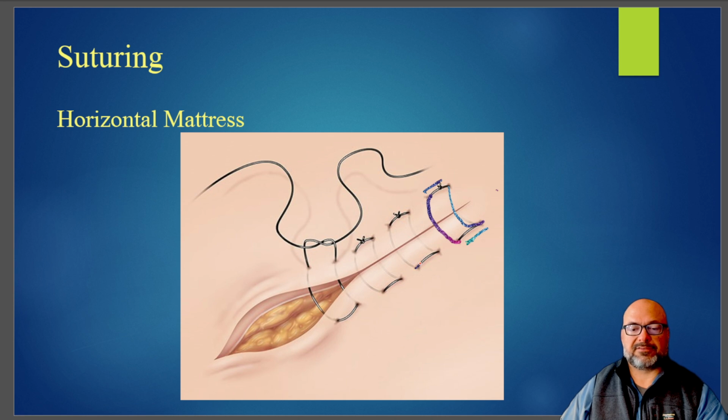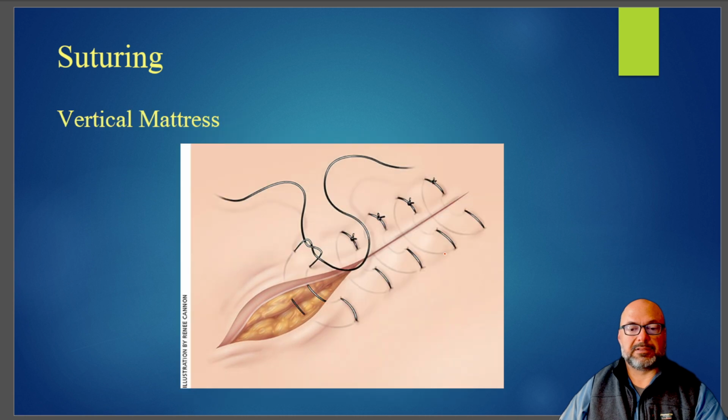And when this kind of visible area of the suture is parallel to the line of the incision or laceration, then that's horizontal. What we're going to see in our next slide is when the suturing that we're doing is kind of perpendicular to the line of the incision, that's vertical mattress. So let's look at that.